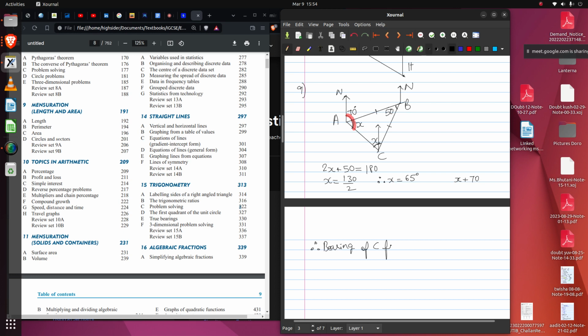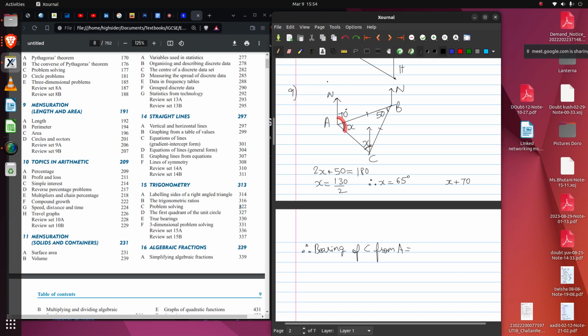180 minus 70. So 180 minus 70 is 110. So you're saying the bearing is 110, is it? Yeah. But the bearing is only this much part, no? This angle which I have marked between the north line and the AC line, between these two lines is my bearing, right? And that bearing is made up of two angles, 70 degrees and x degrees, is it? What do you think?